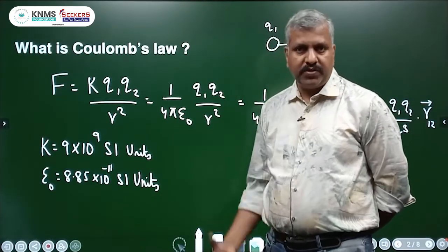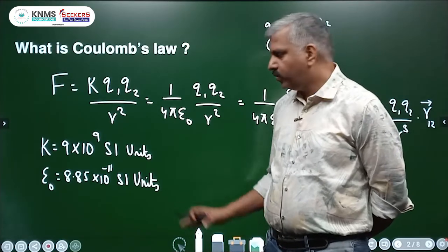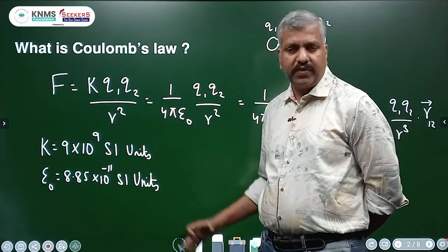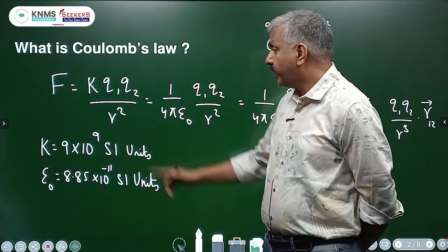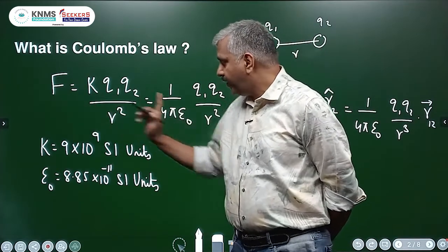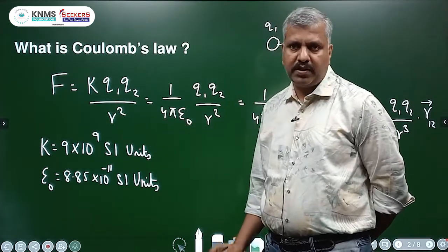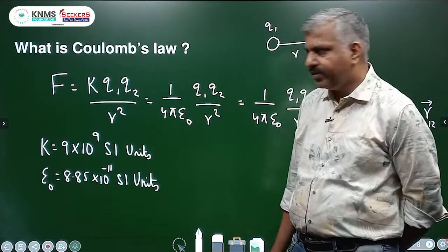The first kind of question that I could ask you is to find out the dimensions of these different quantities. So we can ask you to find out the dimensions of K, we can ask you to find out the dimensions of epsilon naught, both of these have come in the exam.